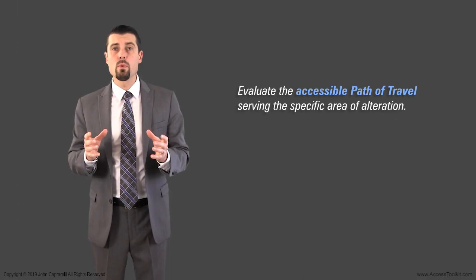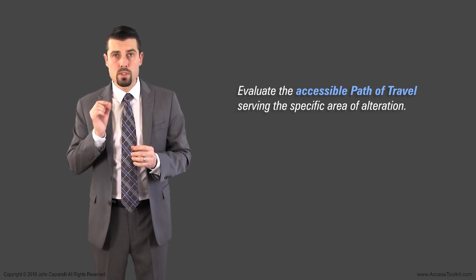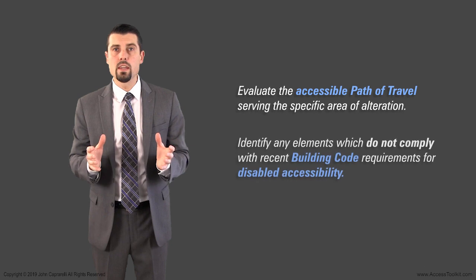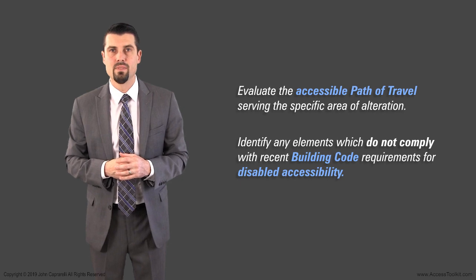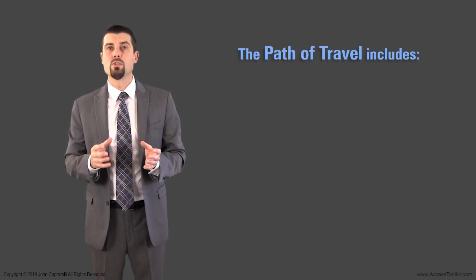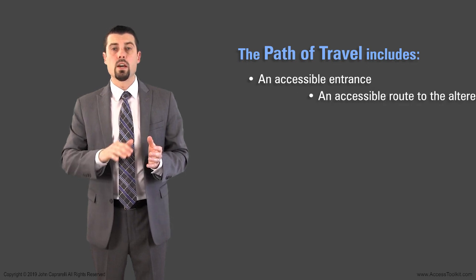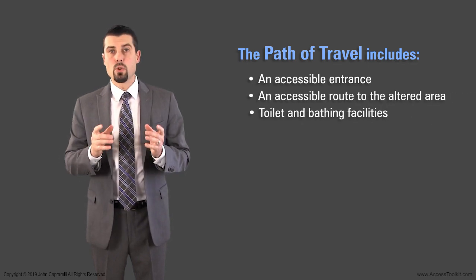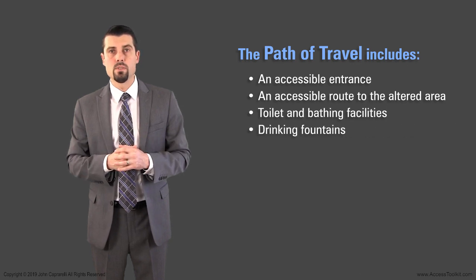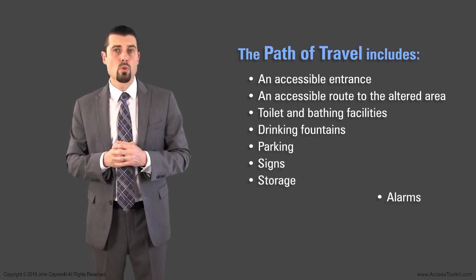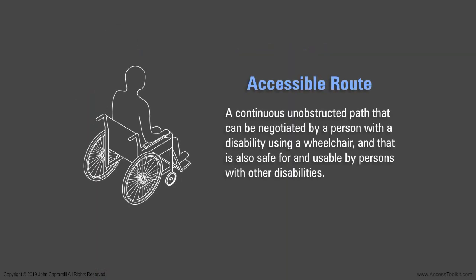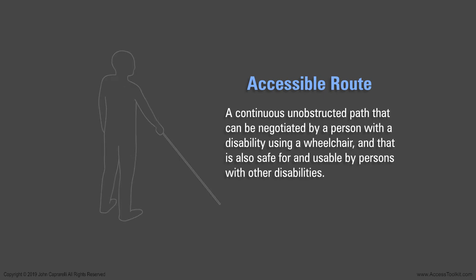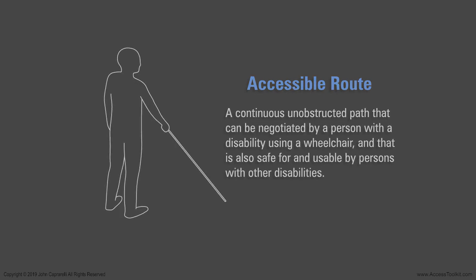The first step is to evaluate the accessible path of travel serving the specific area of alteration and identify any elements which do not comply with recent building code requirements for disabled accessibility. The building code defines the path of travel to include an accessible entrance, an accessible route to the altered area, toilet and bathing facilities, drinking fountains, parking, signs, storage, alarms, and public telephones. An accessible route is a continuous unobstructed path that can be negotiated by a person with a disability using a wheelchair and that is also safe for and usable by persons with other disabilities.